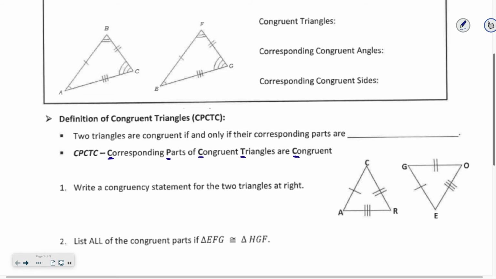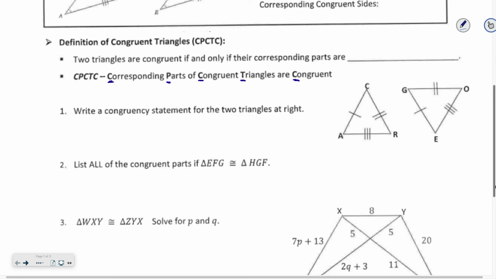So it was kind of like when we had parallel lines and transversals. Once we knew the lines were parallel, then we knew that these angles were congruent. Same thing here. So I'm going to let you abbreviate the CPCTC, but you need to know what it stands for. Corresponding parts of congruent triangles are congruent.